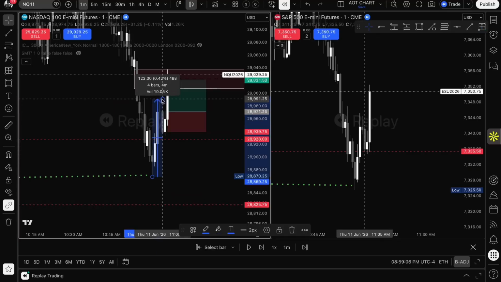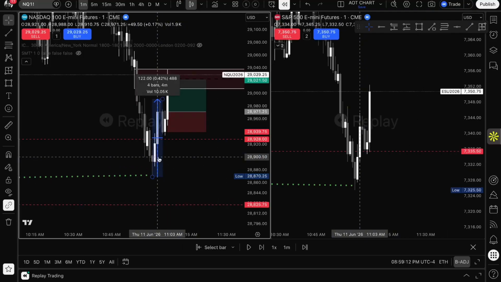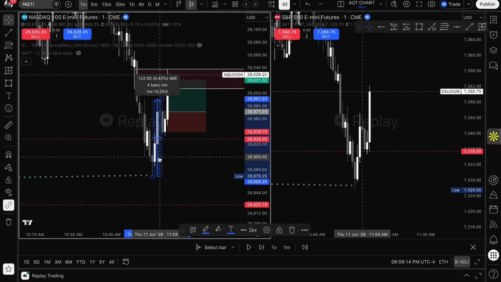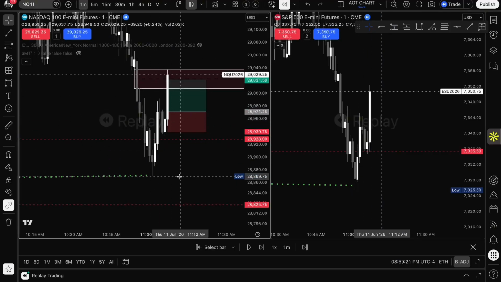Price just ran up 122 points. Mind you, we're only trying to catch 30. We're making $600 off 30 points. So this is over 4 times as much as what we're trying to catch. Price is delivering efficiently. In 2 candles, we delivered 122 points to the upside.